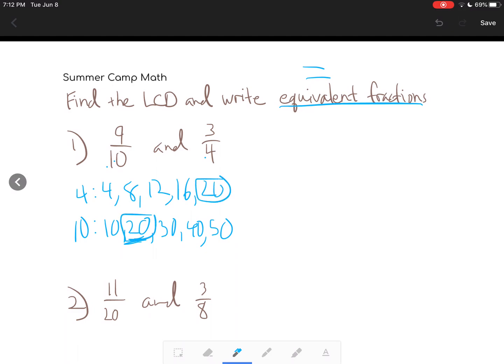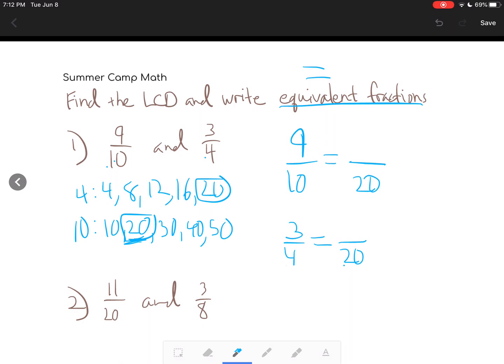What I'm going to do now is take my 9 over 10, and set that equal to something over 20. I will take my 3 over 4 and do the same thing. Set that equal to something over 20. If it's a common denominator, it's got to be down there.